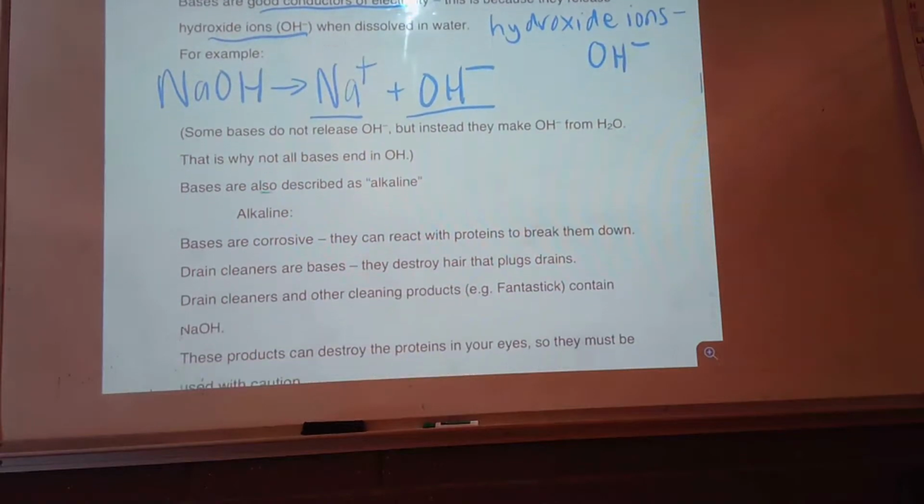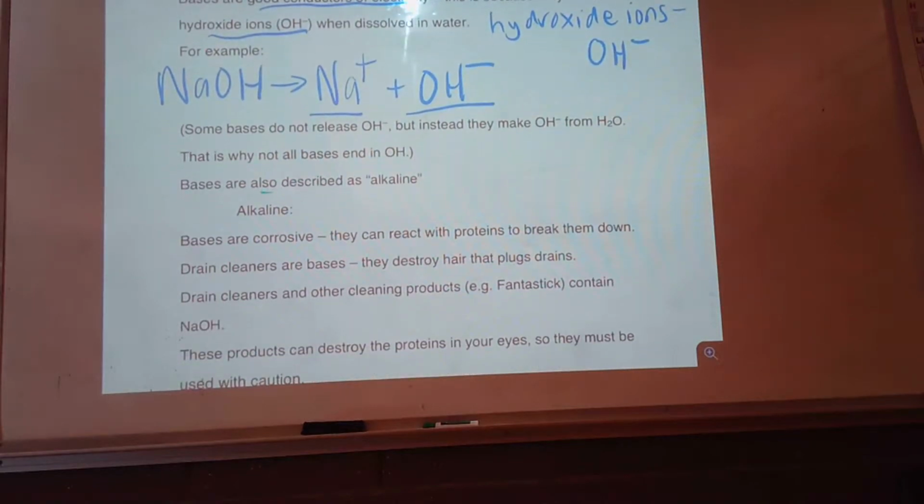An important thing to note with bases is just because it doesn't have an OH group doesn't mean it's not a base. And there's two or three examples that we usually think about. One of them is ammonia. Ammonia is a base. Okay, and ammonia is actually a base because it reacts with water to form hydroxide ions. So just because it doesn't produce hydroxide ions when it splits up, it can produce them by reacting with water.